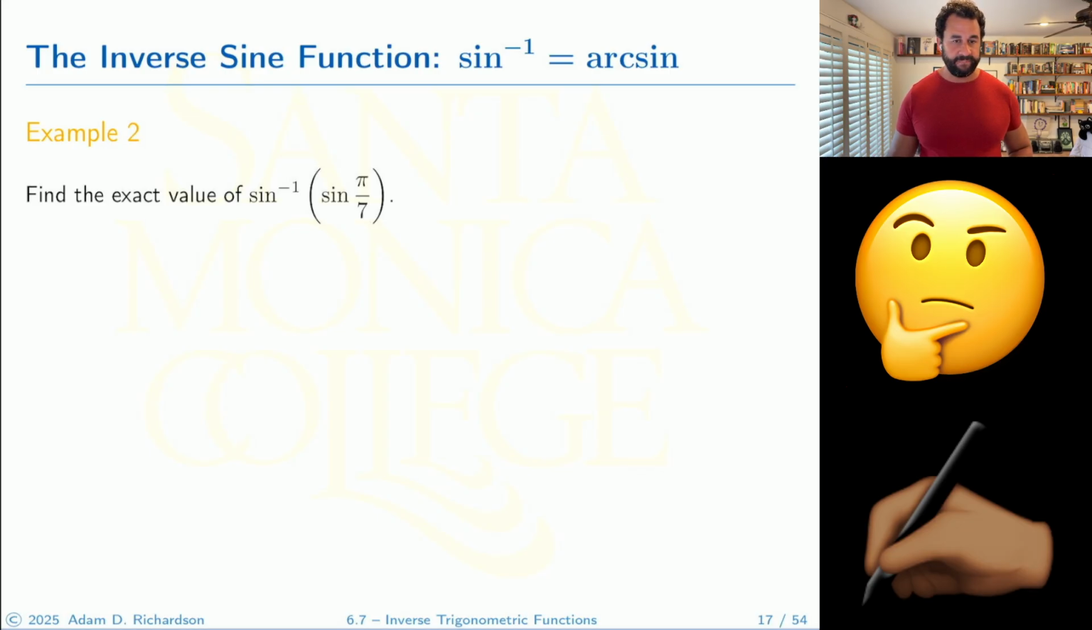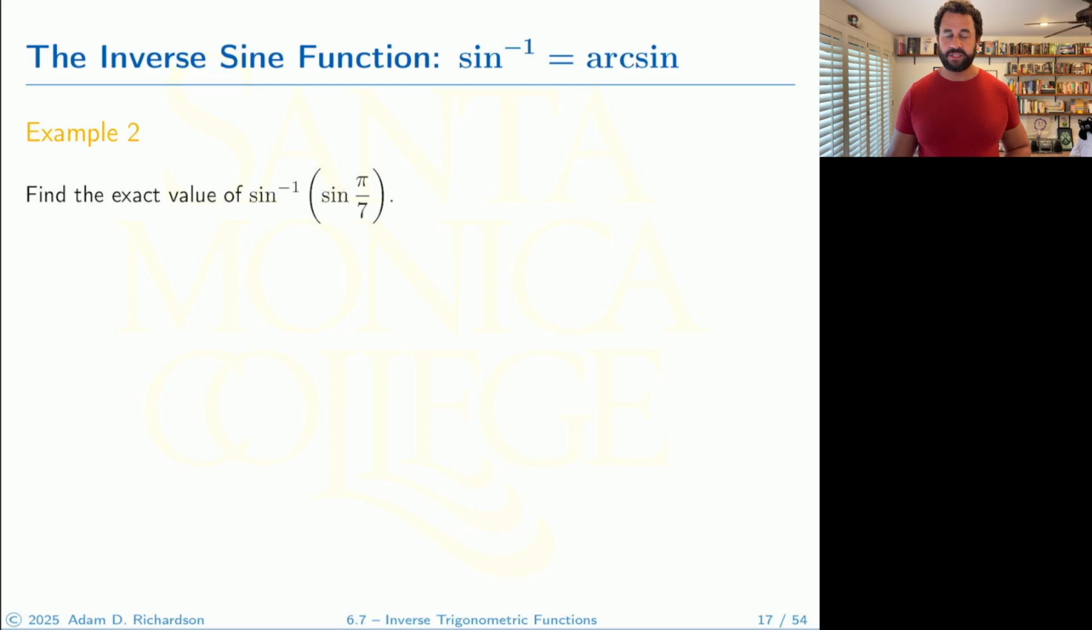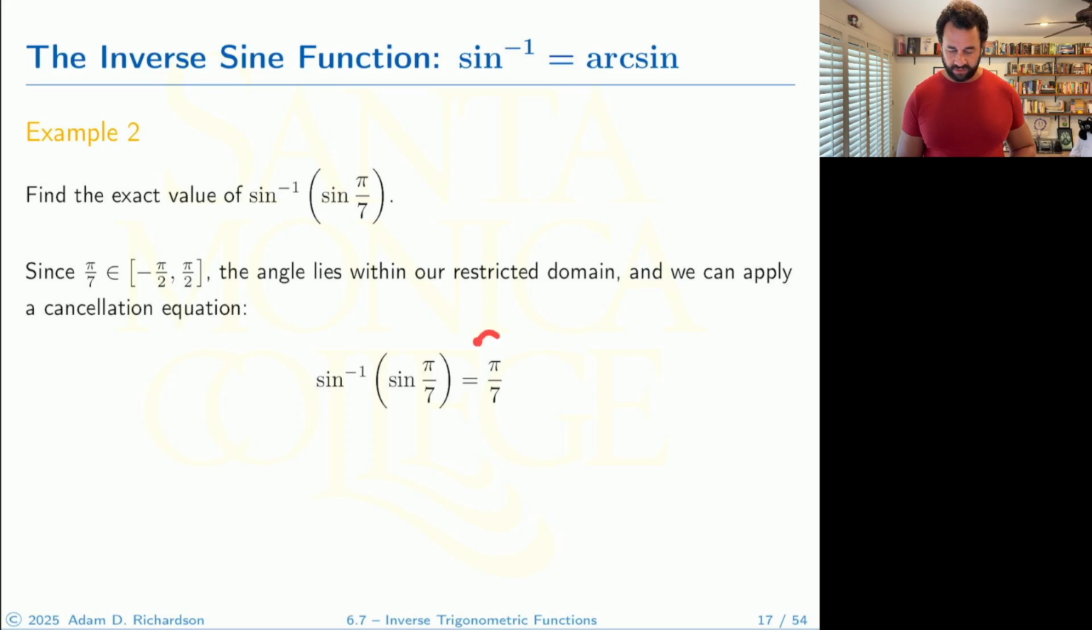Okay. All right, now let's do it together. So the key thing to recognize here is that pi over 7 is within the restricted domain for sine. And so that means the cancellation equation applies for this particular expression. And we can basically just cancel the sine and the sine inverse, and we're left with the answer pi over 7. So that's how we do that one.